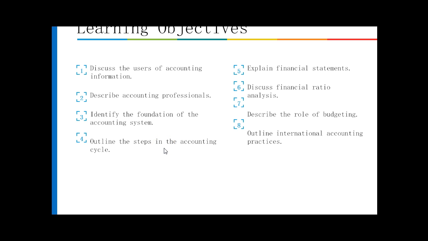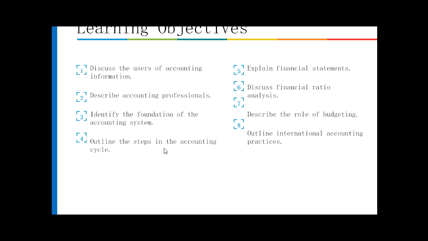So we're going to discuss the users of accounting information, describe some accounting professionals, identify the foundation for the accounting system, and this is the information system. Outline the steps in the accounting cycle, and each one of these learning objectives is probably a very huge overview of the accounting process. We are not digging heavy and deep into accounting. We're not intended to make you CPAs here.